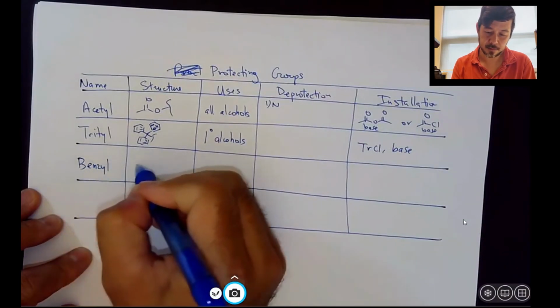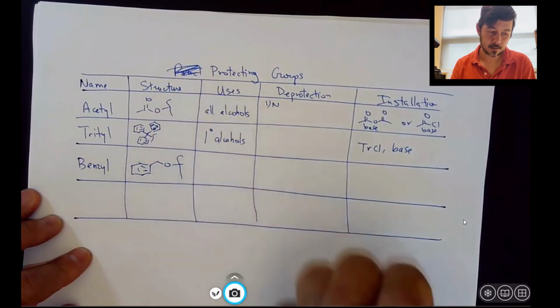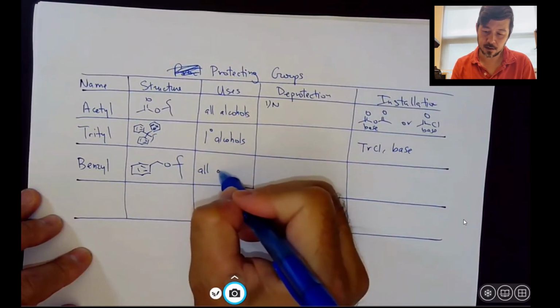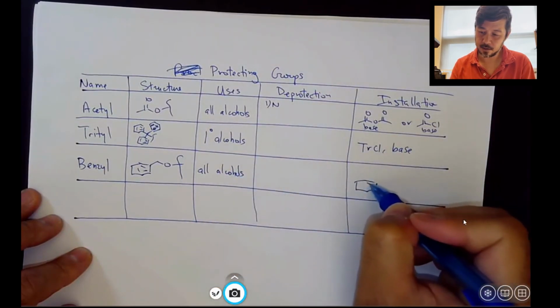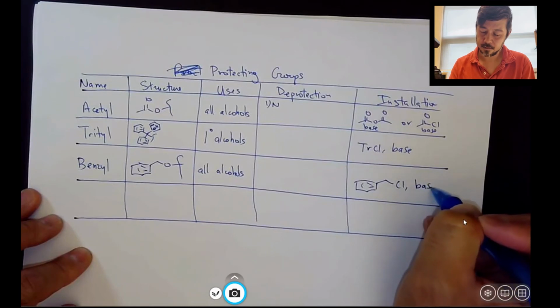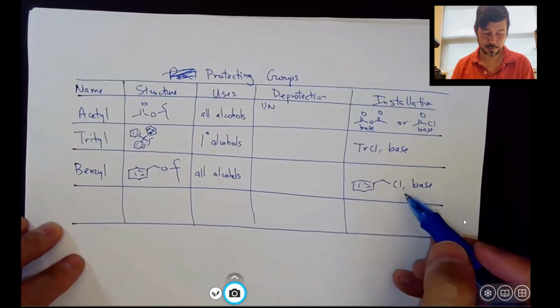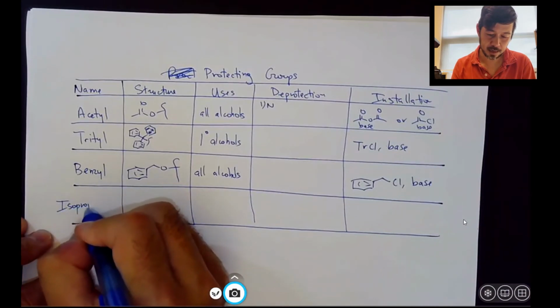The benzyl group looks like this. Great for all alcohols. Again, benzyl chloride or benzyl bromide with base, we'll install that. And then we looked at the isopropylidene.